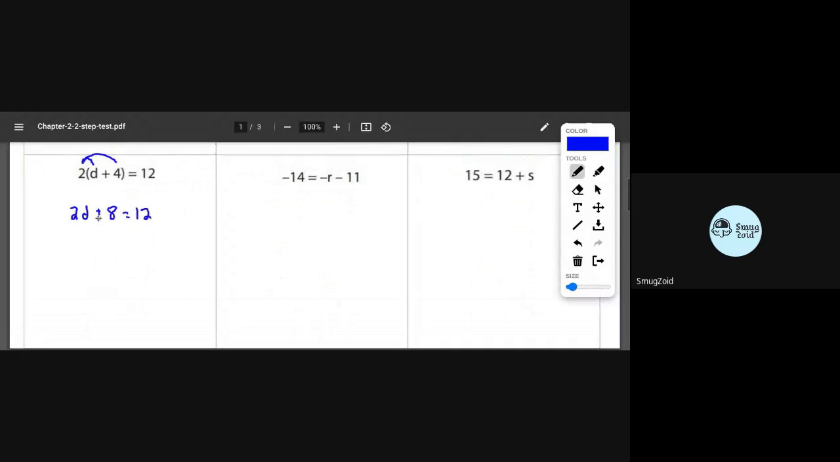The next thing you do is got to get the variable by itself, so I have to subtract 8 from both sides. I put a line, I'm going to cross him out. Put a line for this one. This becomes 4 equals 2d. Then I divide by 2. That becomes a 1. And 4 divided by 2 is 2. So d is equal to 2.